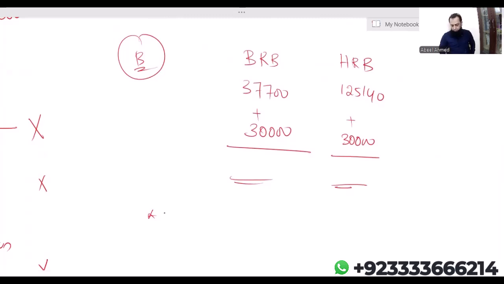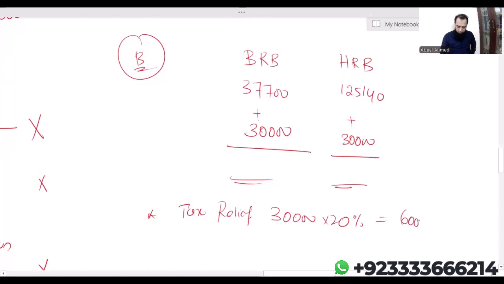Now listen carefully. Logically, HMRC pays 20% of the amount by which your band limits are increased. Repeat: logically, HMRC pays 20% of the amount by which your band limits are increased. In part B, the band limits are increased by 30,000, which means tax relief, the amount paid by HMRC, is 20% of 30,000, which is 6,000.